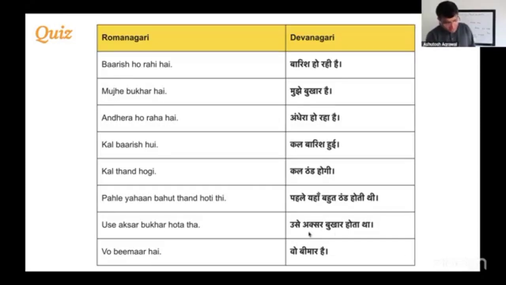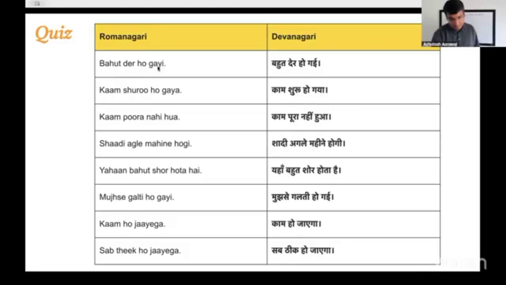This one is interesting. उसे अक्सर बुखार होता था. What is अक्सर? Often. उसे is to him. Very good, right? वह plus को, उसको और उसे. अक्सर बुखार होना. What is बुखार होना? Okay. And when we say बुखार होता था, often. He often used to get fever.